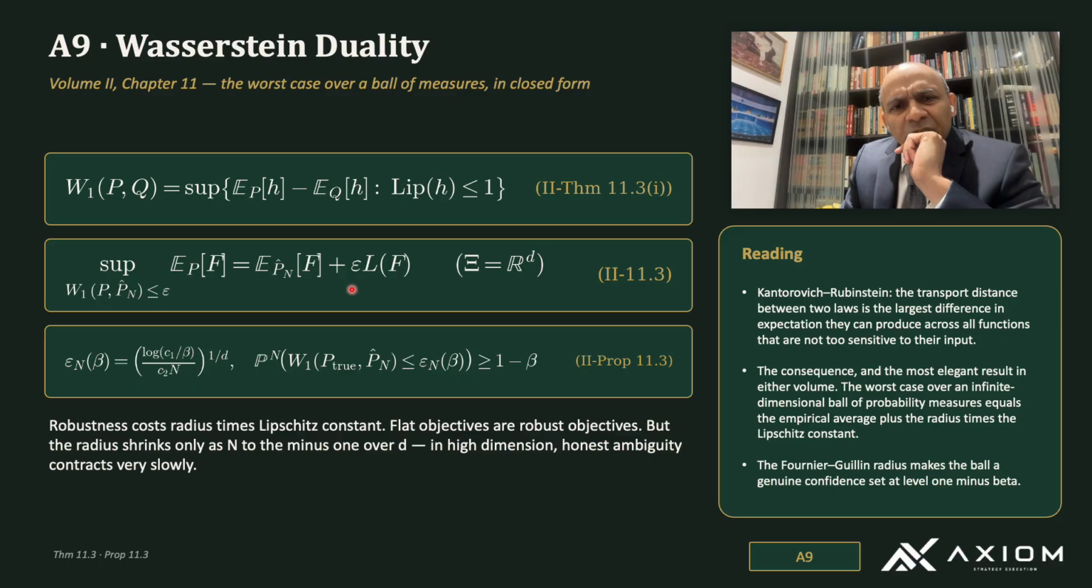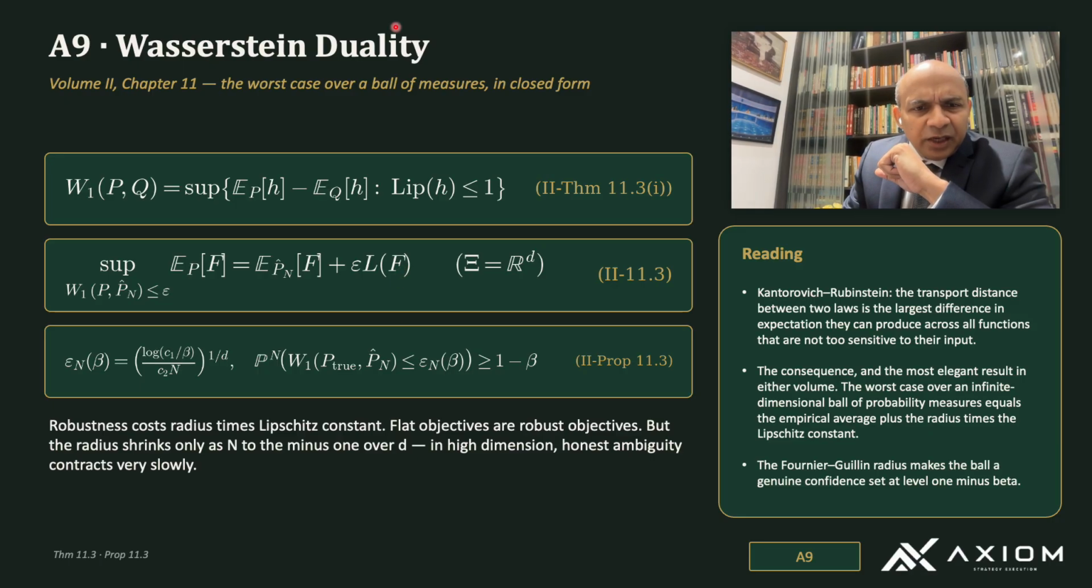The second equation is the worst case expectation inside the Wasserstein ball. For a Lipschitz objective f, so you have the Lipschitz objective over here, the worst case expected value over all distributions within the radius of epsilon of the empirical distribution equals the empirical expectation plus the robustness penalty, which is here, epsilon times L_f. Distributional uncertainty costs exactly ambiguity radius times the objective sensitivity.